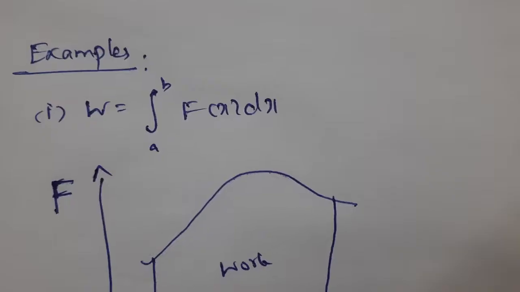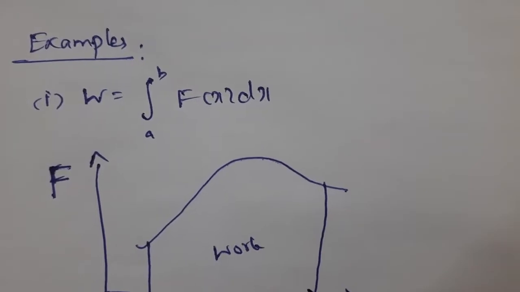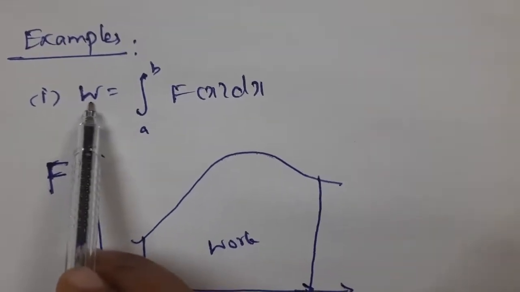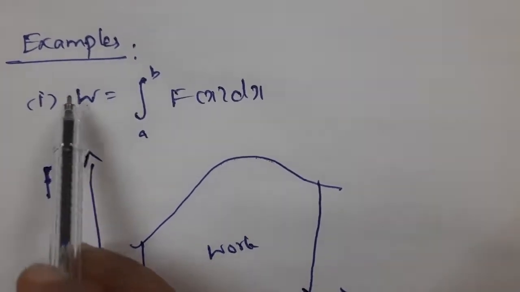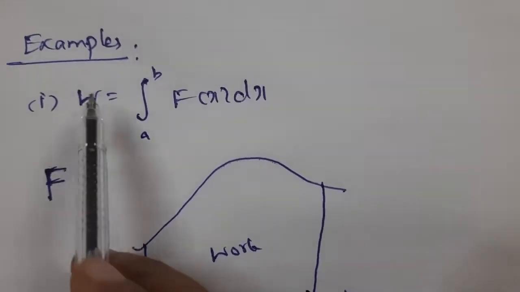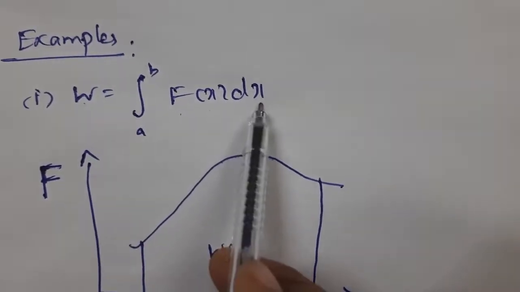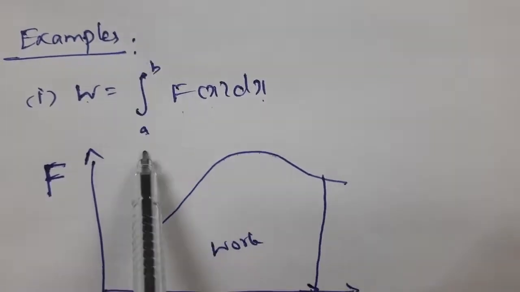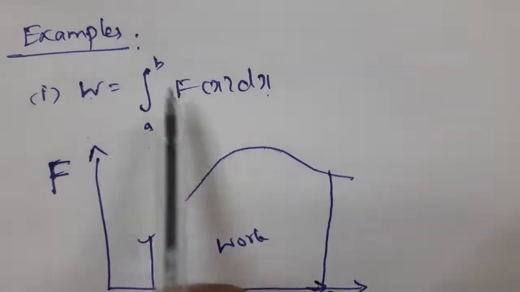Okay. Listen to some examples from physics. Work done. The work done by a force f of x on an object, moving it from A to B. Work done means force into displacement, isn't it? So we can write work done equal to integral A to B f of x dx, that is, the object moves from point A to point B.